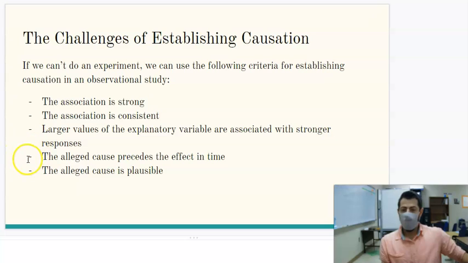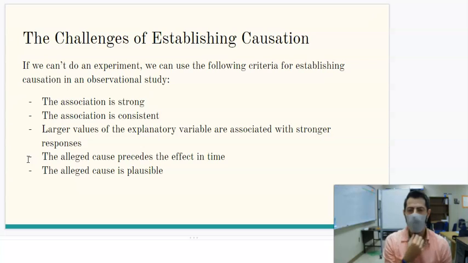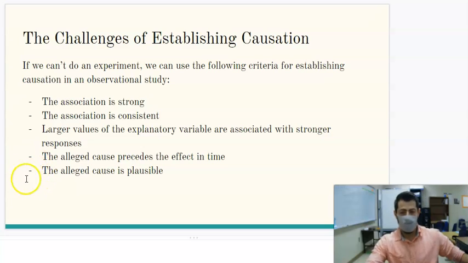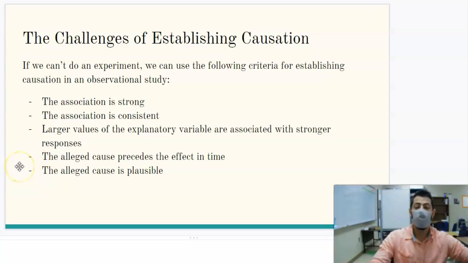This one is really important. The alleged cause has to actually precede the effect in time. So you have to actually have a time effect, right? This seems basic, but if you're trying to show that X causes Y, then it's really important that you can show X happened before Y happened. If they happened at the same time, or if Y happened before X in some cases, then that's not a good look. And last but not least, the alleged cause has to be a plausible thing, right?